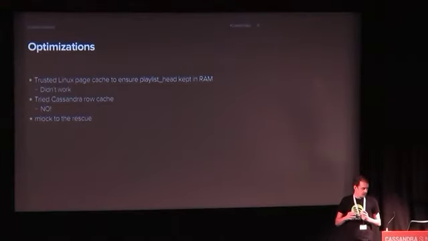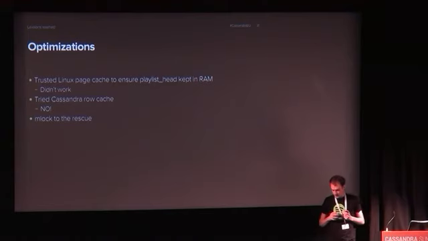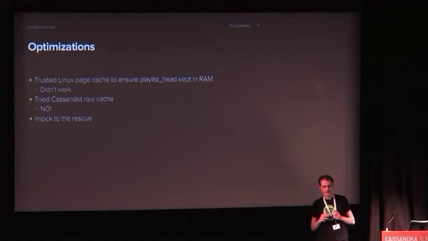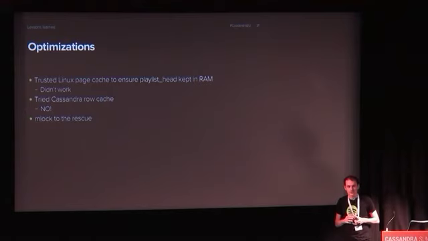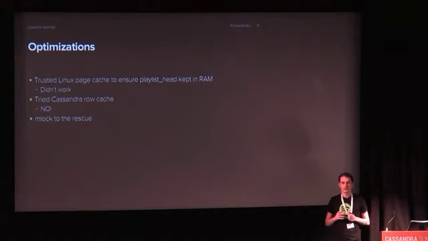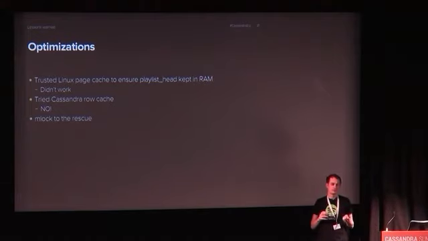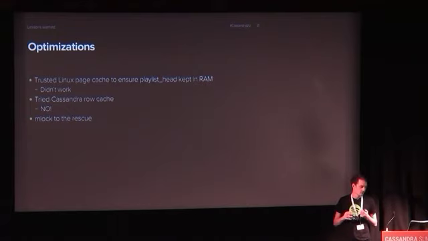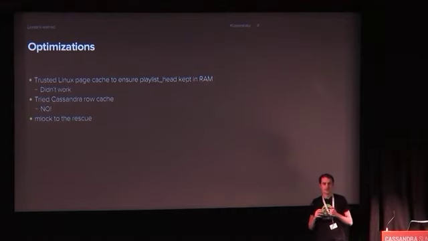Some other optimizations. So playlist head, we thought that one would be entirely in RAM. We trusted the Linux disk cache for this. Turned out this was not a good idea. It didn't work as well as we thought. We tried to use the row cache in Cassandra. That one is unfortunately not terribly efficiently implemented. It uses the Java heap, for instance. That adds a lot of overhead to things. We quickly ran out of RAM. So instead we used mlock, which fixes files in memory.